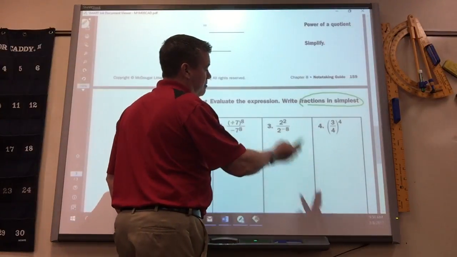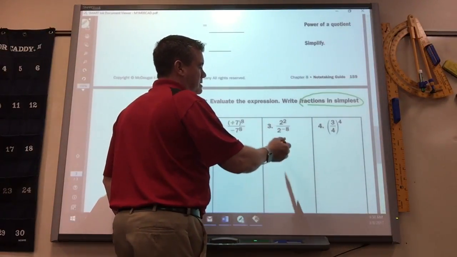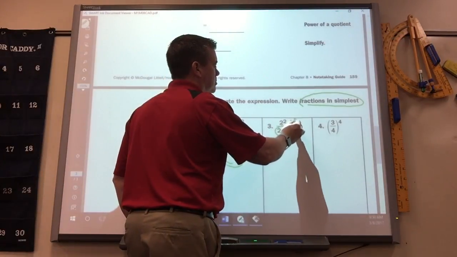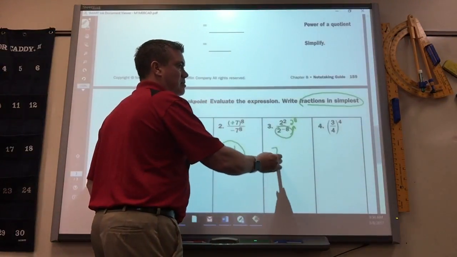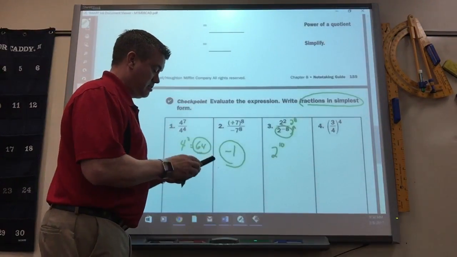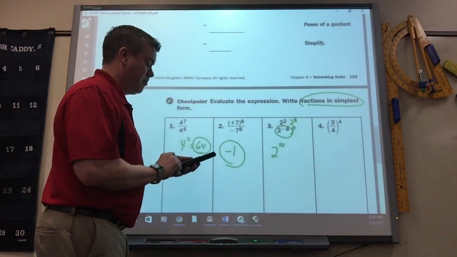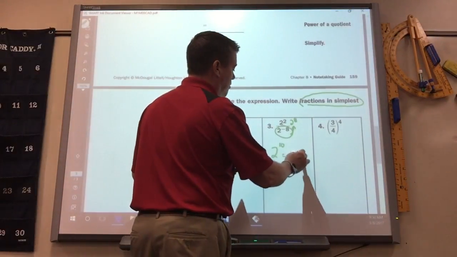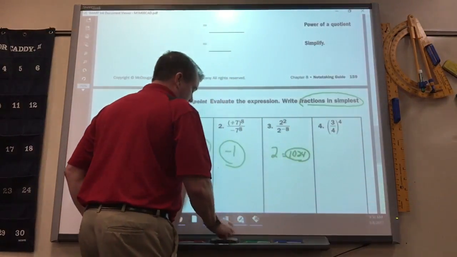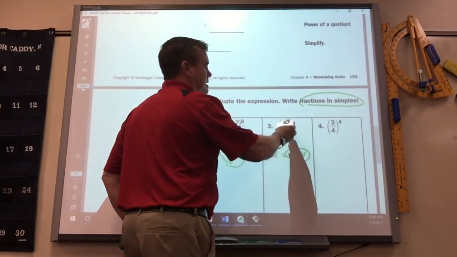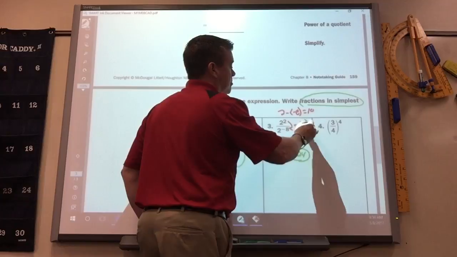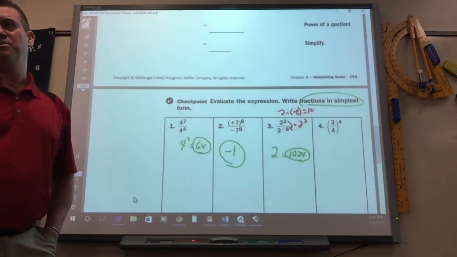Here, since it's a negative, you could do one of 2 ways. To me, the easiest way is if it's negative, you move it up. And then that makes 2 to the 10th. So 2 to the 10th is 1,024. The other way you can do it is use the subtraction property. 2 take away negative 8 is 10. So you get the same answer, it's just sometimes when you subtract, people make errors.